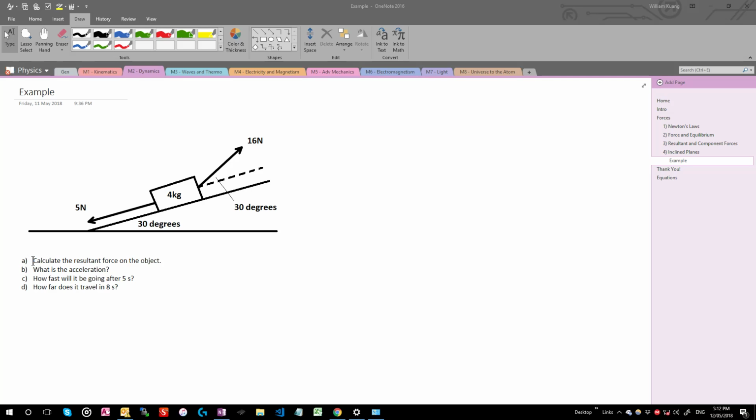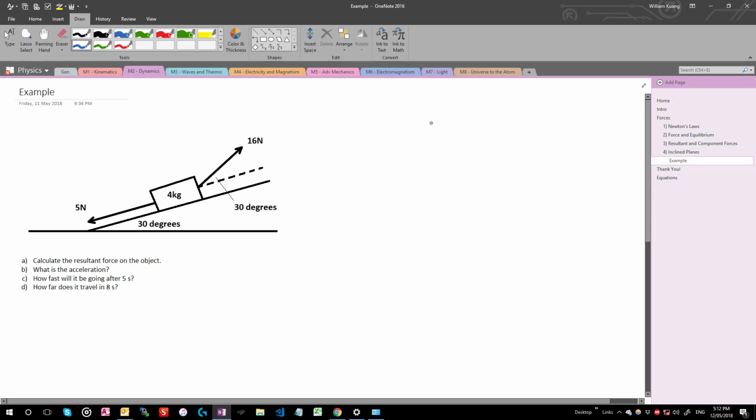The first part asks us to calculate the resultant force on the object. Every time we're asked to calculate the resultant force, we're being asked to do the summation of all the forces. So I'm going to call this force F1, this force F2, and let's take a look at what forces aren't shown. We aren't being shown weight, and we aren't being shown the normal force. Apologies for the line not being straight. I'm just going to use N for the normal force here.